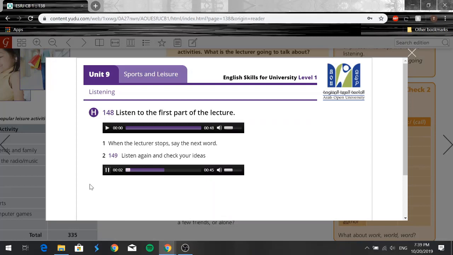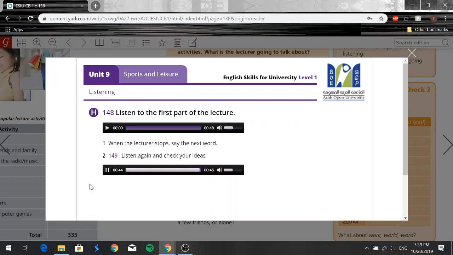149. Exercise H2. Listen again and check your ideas. We do some leisure activities with hundreds of other people. For example, watching football in a stadium, or watching a film in a cinema, or going to see a play in a theatre. We do some leisure activities with one or two of our friends. For example, watching television at home, or shopping at the mall. We do some leisure activities alone. For example, reading a book or listening to music on an MP3 player.